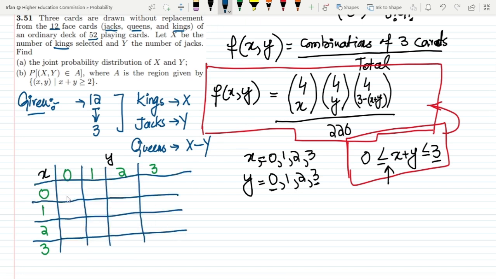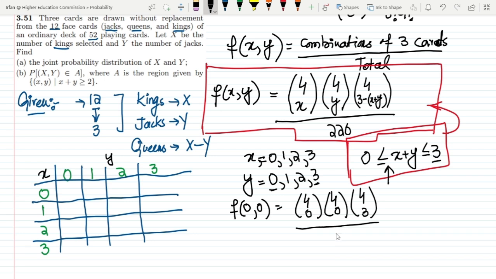So now in order to write the value for 0, 0, putting x equal to 0, y equal to 0 in this formula, what I will get is 4 choose 0, 4 choose 0 again, and for x plus y equal to 0, 4 choose 3, dividing it over 220. Okay, now solving them, 4 choose 0 is 1, this 4 choose 0 is also 1, while this 4 choose 3 is 4. Dividing it over 220, what I will get here is 1 over 55. So let me write this value here, 1/55.